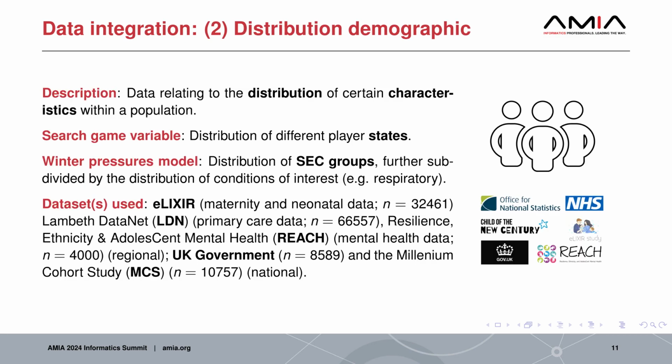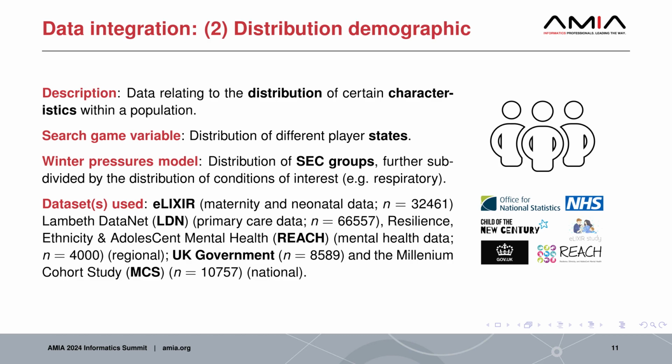A natural development on this element of data is not just knowing the levels of characteristics, so for example the SEC income levels of individuals, but the actual distribution of those individuals within a population. So for example, the number of individuals within a certain SEC group. In other words, this is distribution demographic data. This is the distribution of certain characteristics within a population. From the first point, we know the configuration of certain states in a search game, but this is now the distribution of players under those certain states within our search game.